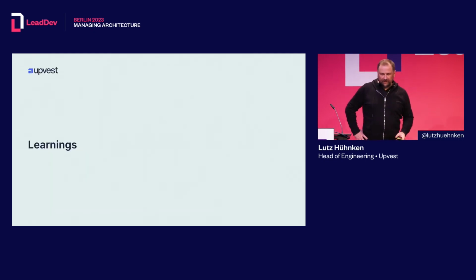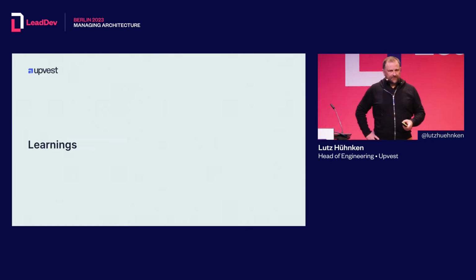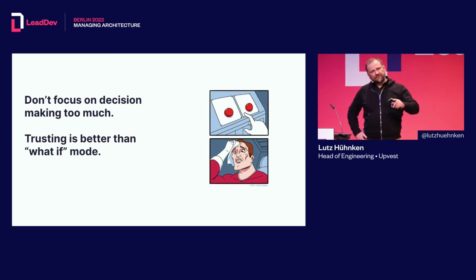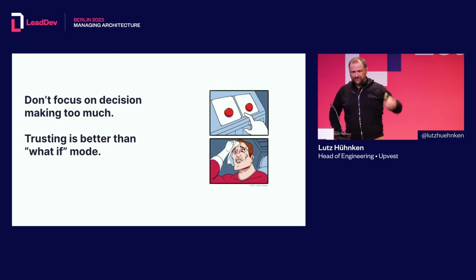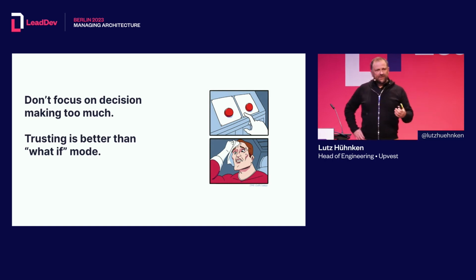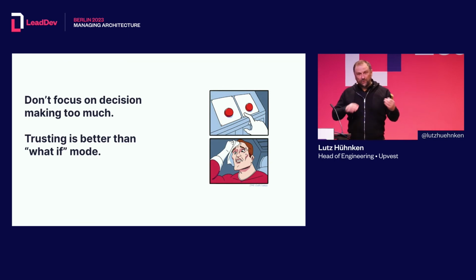So, we're nearing the end. So 3 learnings I took away from this experience, that I want to share with you. The first: a lot of literature about architecture management, a lot of discussions, also discussions we're going to have with senior management, are about decisions. Who makes the architecture decisions? And it's so easy, especially with senior management and C-level, to get into a sort of what if.